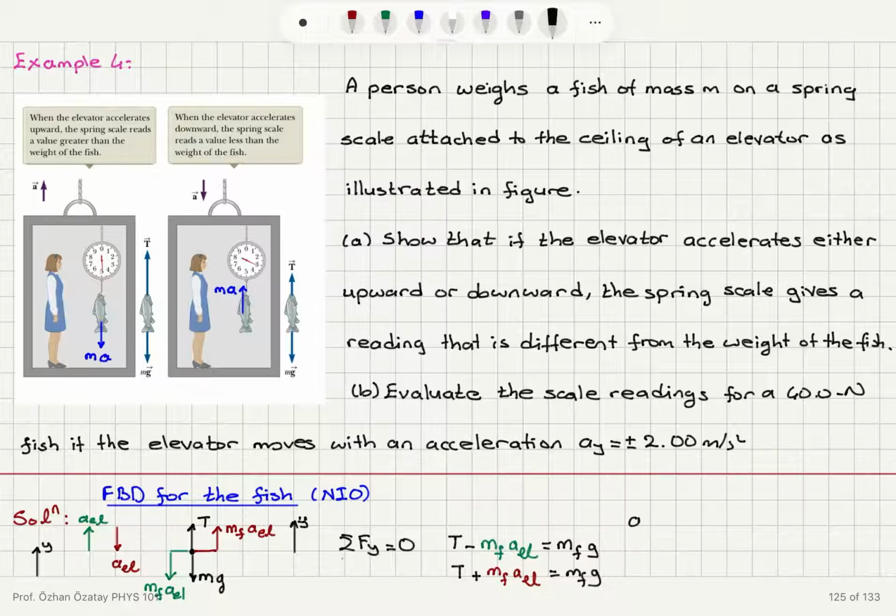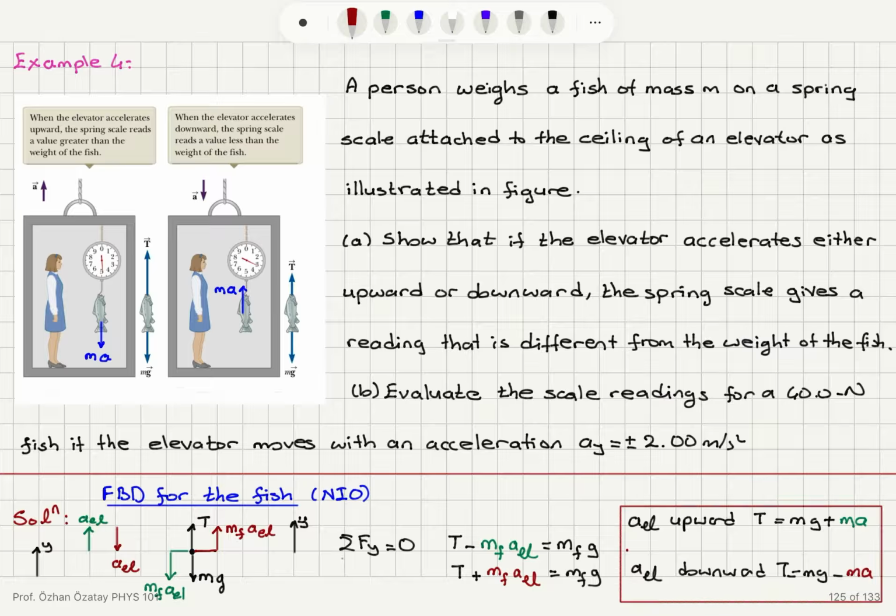So when the acceleration of the elevator is upward, our reading for the tension is mg plus ma, mass times acceleration of the elevator. If the acceleration of the elevator is downward, our reading is mg minus ma. So you can see that we have shown the true weight of the fish is mg, but the reading that we have for upward acceleration is greater than the true weight. For downward acceleration, it's less than the true weight of the fish. So this is part A of the problem.